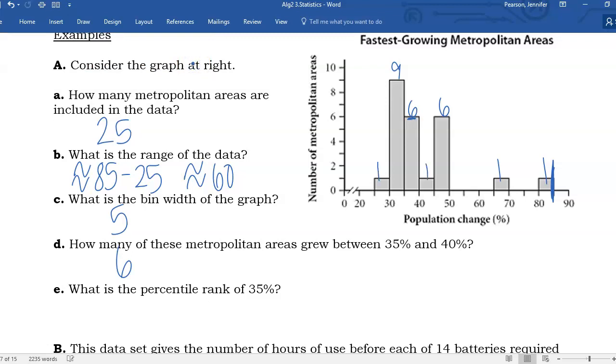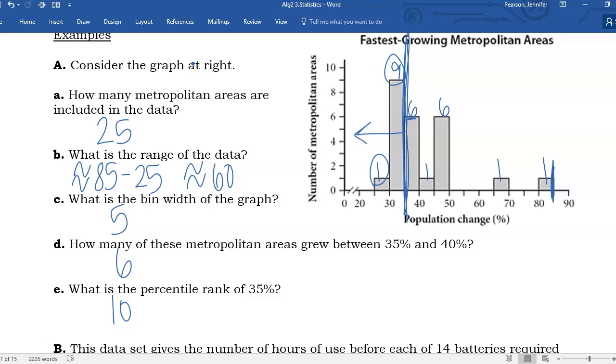I'm going to put those ones back. 35% happens to be right here. So we're looking at everything lower than 35%. That looks like a 9 and a 1. Okay. There are 10 metro areas that grew less than 35%.